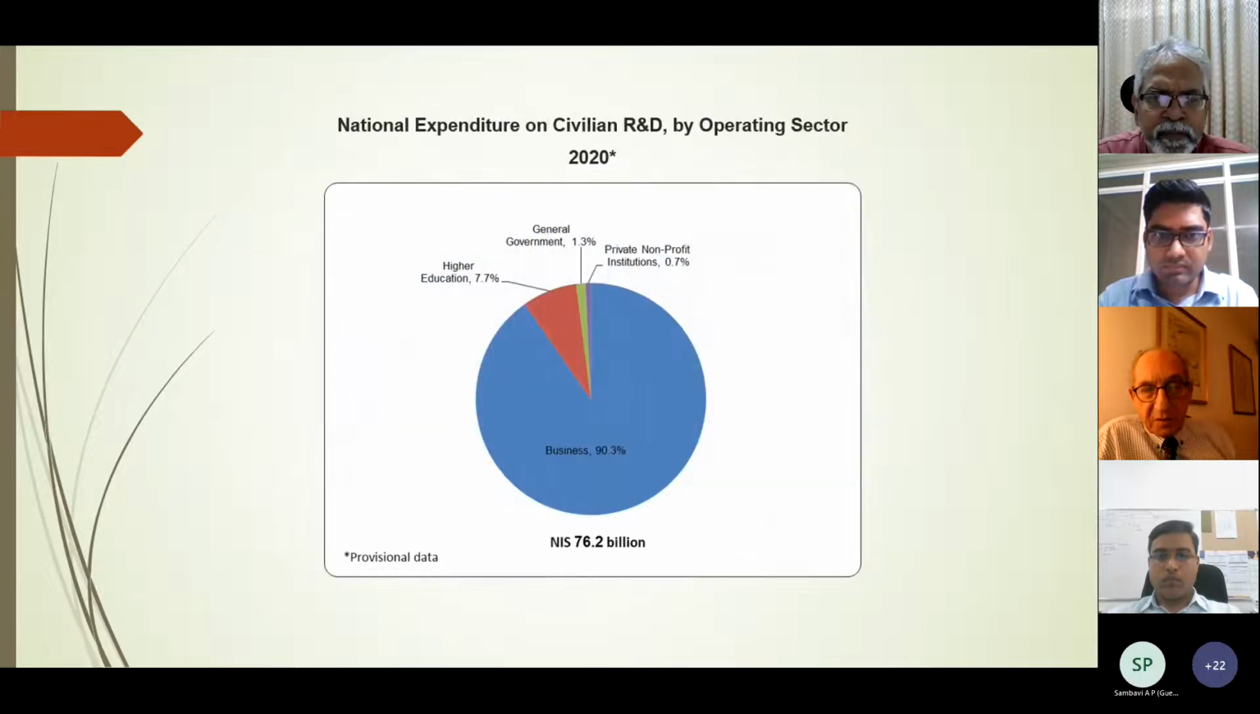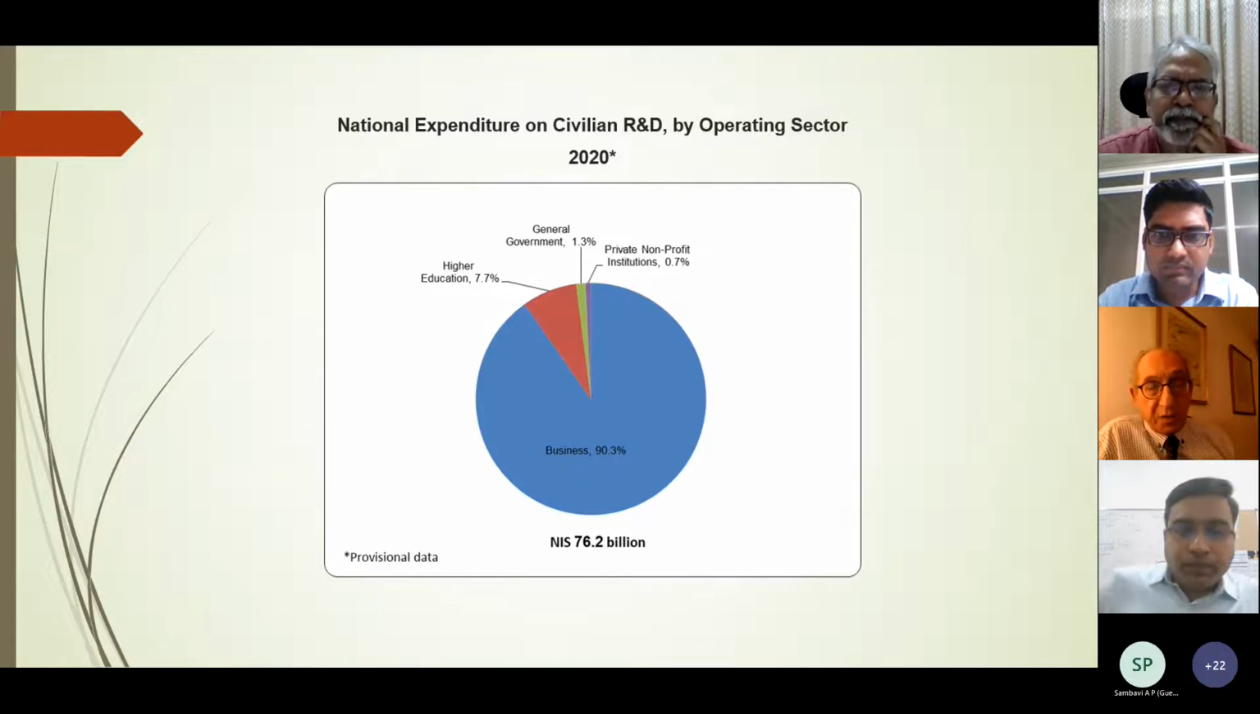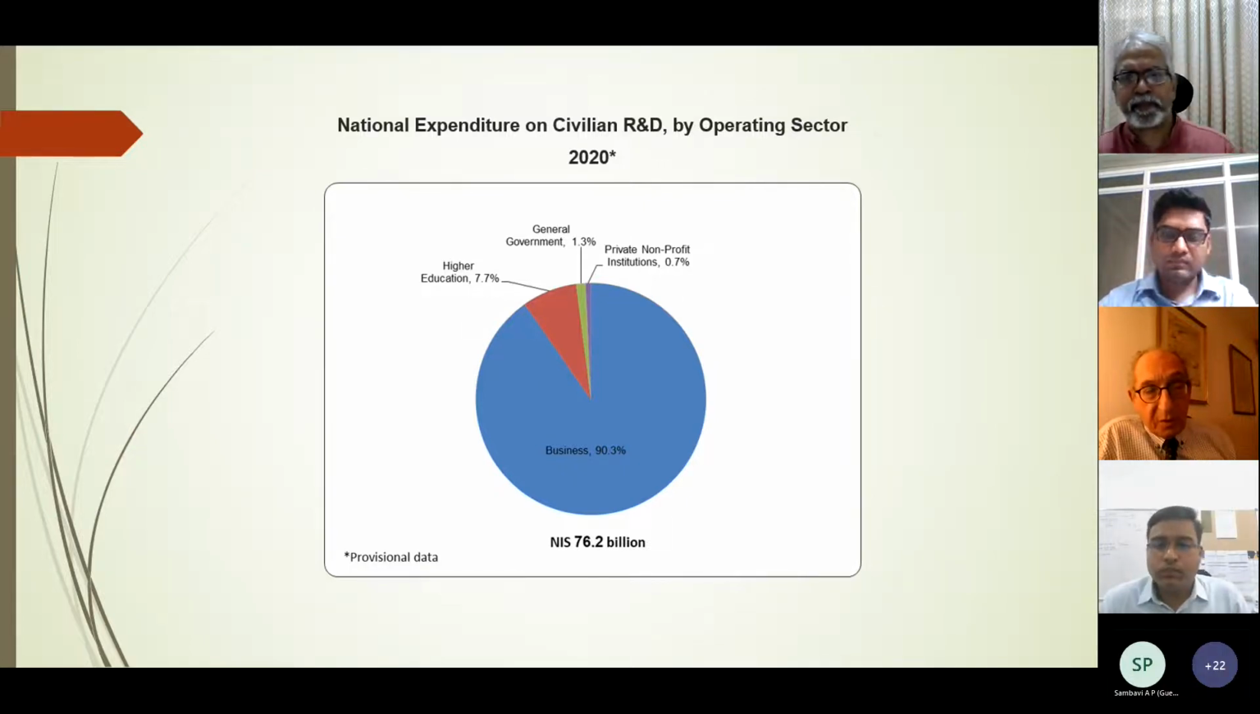On the following slide, we can see that the national expenditure on R&D in Israel is very high, almost 5% of our GDP. This is the highest in the world, followed by South Korea, which means that Israel has a lot of investment in R&D, either in industry or in basic research.